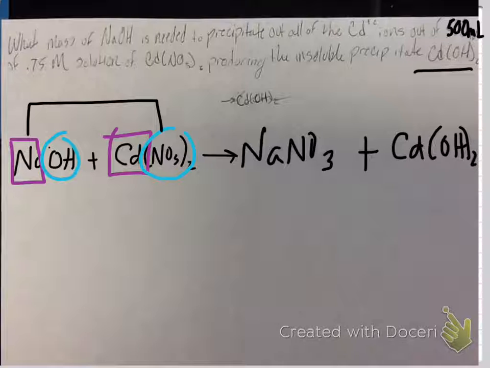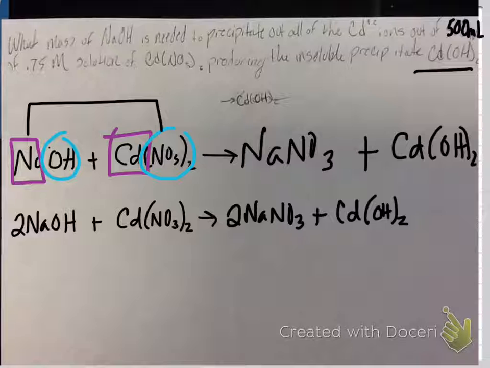Now, so you got something like that. 2 moles of sodium hydroxide plus 1 mole of cadmium nitrate, cadmium 2 nitrate, yields 2 moles of sodium nitrate plus 1 mole of cadmium 2 hydroxide. Seem reasonable? Okay. Well, that's a good first step.